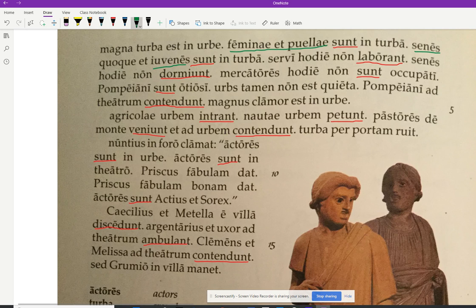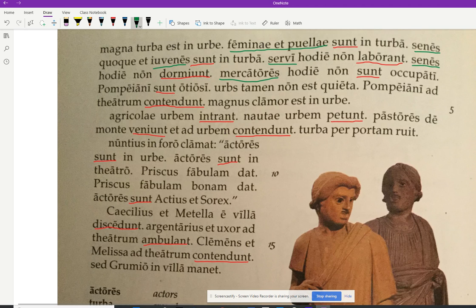Non laborant. Who doesn't work? Any nominative plural? Servi, right? That is second declension, nominative plural. The US goes to I, so slaves do not work. Senes hodie non dormiunt. So dormiunt, plural, NT tells me that. So the subject is going to be senes, right? Again, a third declension, nominative plural. Mercatores hodie non sunt occupati. Okay, so sunt, so who are not? Mercatores, right? ES, that's a third declension, nominative plural.